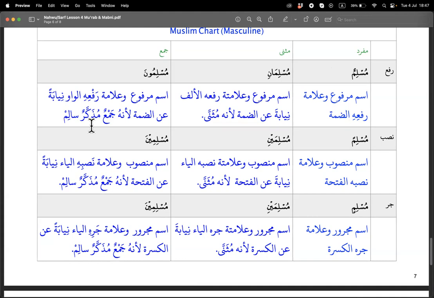And then for muslimina, nasab and jar, what is the sign? The ya. Yes, bil ya. And then niyabatan anil fathah for the mansub, and niyabatan anil kasrah for the majrur. Again, li'annahu jamak muzakkar salim. Can you remember this, inshallah? Oh, yes.